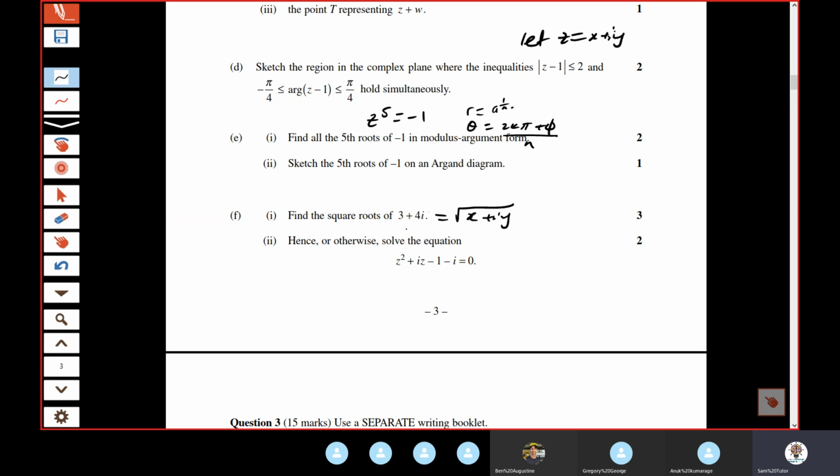Wrong. Find the square root of this. Sorry. Square root of this, other way around. So it's this squared.